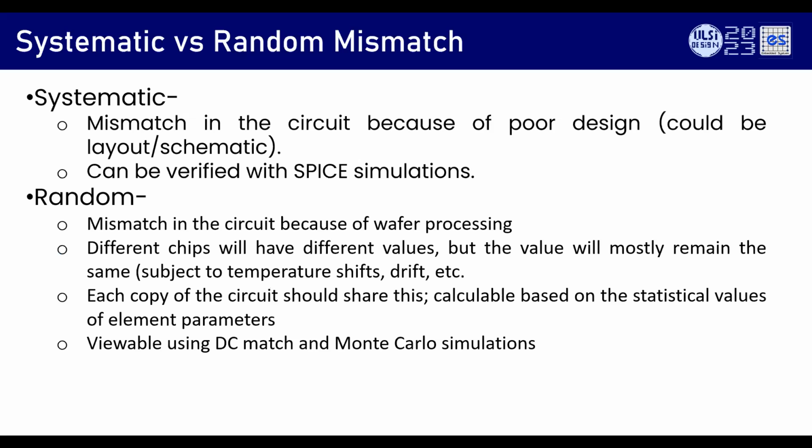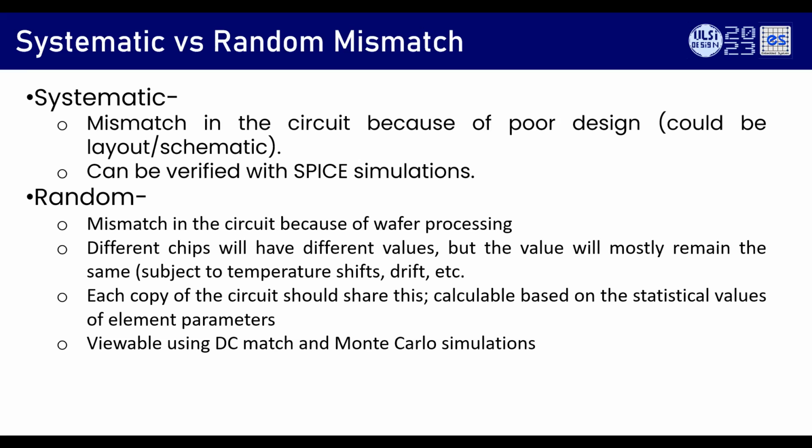Now first let's try to understand what is systematic and what is random. Systematic offset is nothing but mismatch in the circuit because of poor design. It comes from the designers. If you are a poor designer, you'll have a lot of systematic offset. A good designer will try to match the current densities and keep the VGS and VDS of all the critical transistors identical, so the systematic offset becomes very low. And it can be verified using SPICE simulations.